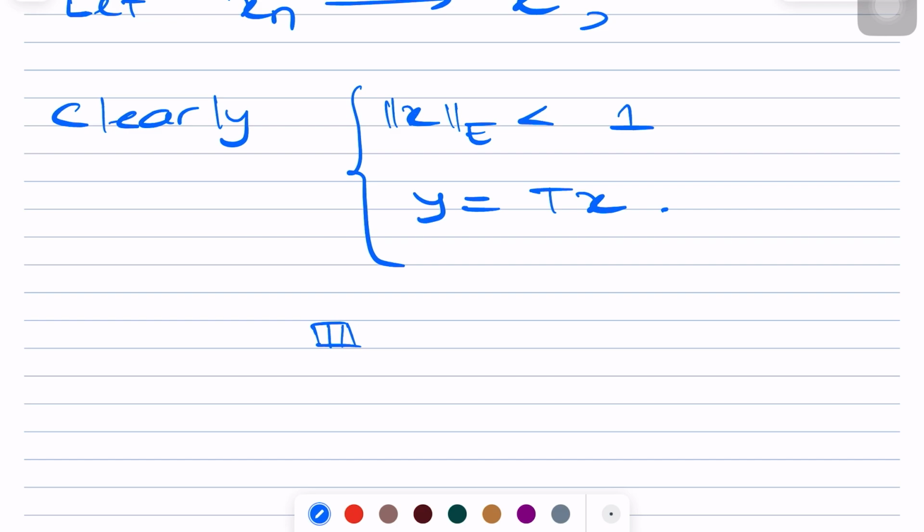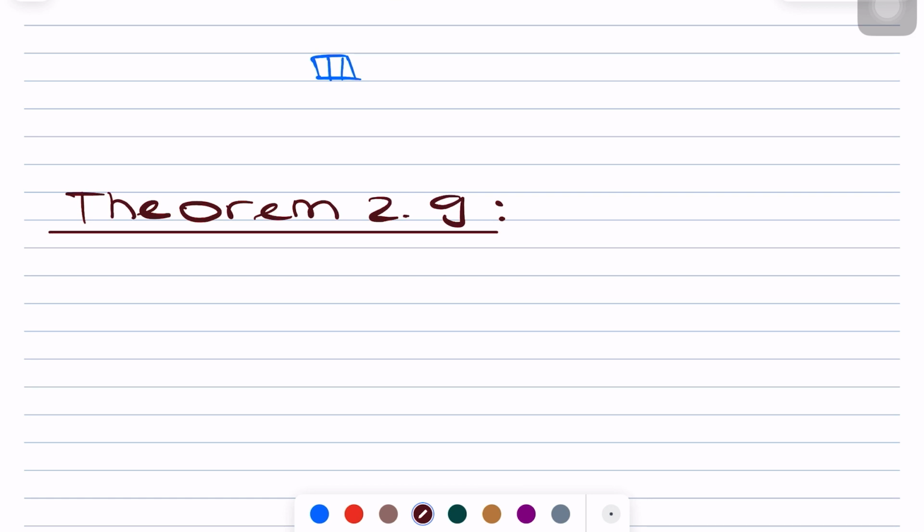And now to conclude this chapter, in this last part we are going to talk about the closed graph theorem. Theorem 2.9. The closed graph theorem.